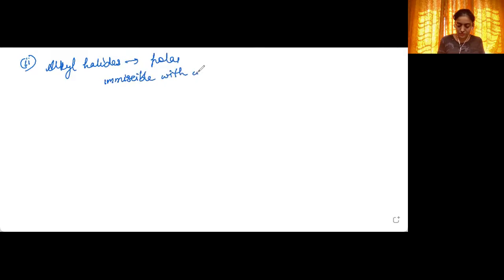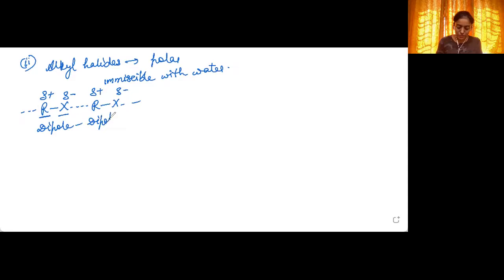What is the reason? First of all, we will be looking at the nature of the molecules of alkyl halide and water. Now suppose we have pure alkyl halide. We have not dissolved it in water. Because the carbon-halogen bond is polar like this, there is a dipole moment. There will be dipole-dipole interaction between the various molecules of alkyl halide like this.